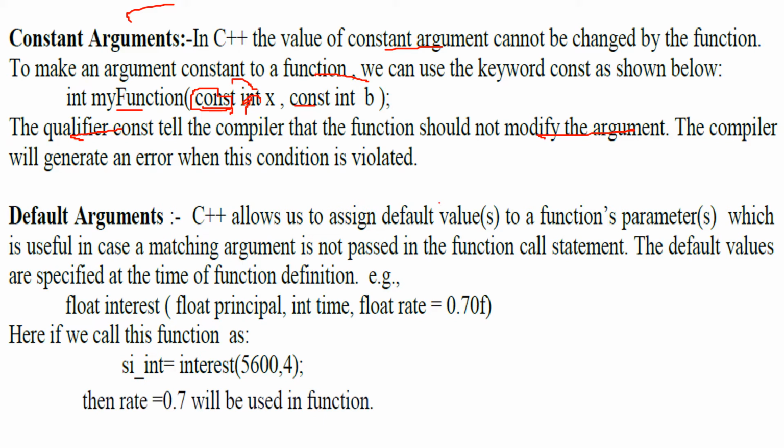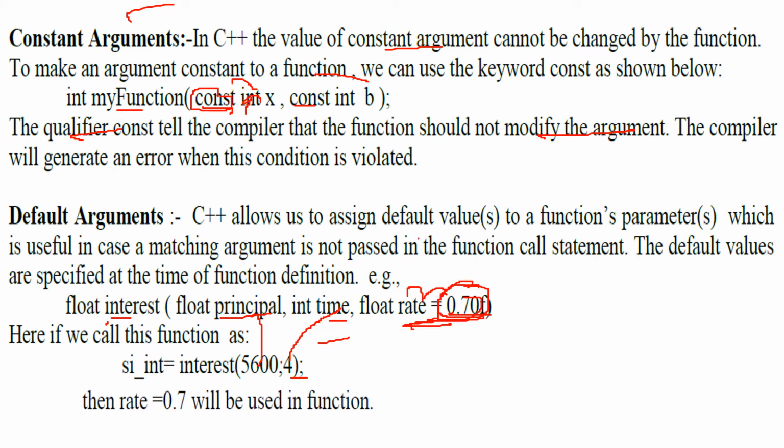Default argument. Say in a banking system, the interest rates generally don't change for quite some time. So why give or pass this interest rate again and again? Rather, we can just have a default value for it. Here is an example. We have a function called interest. We have principal and time, but for the rate, we are fixing it. We are saying float rate is equal to 0.70f. So even when we call it with principal 5600 and time 4, but we are not giving any third parameter, automatically by default the rate will be taken as 0.70 in the program.